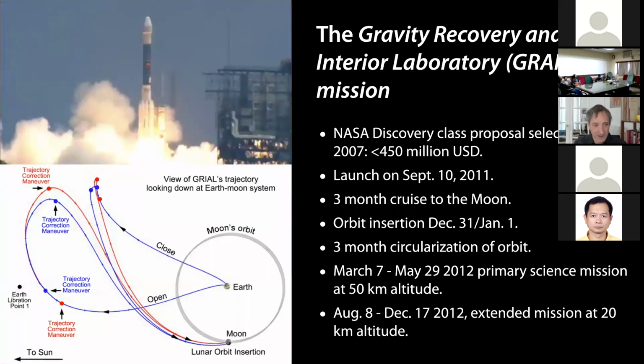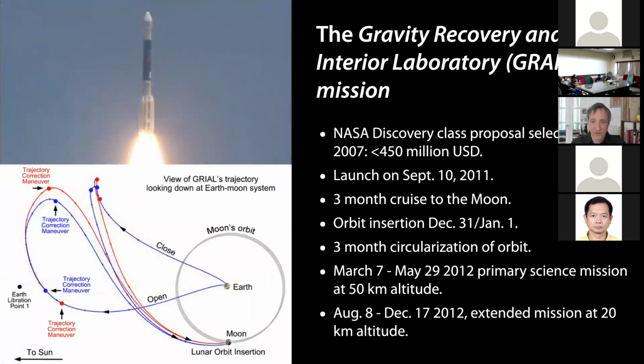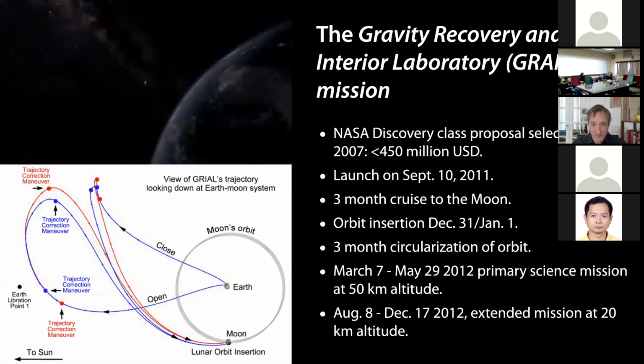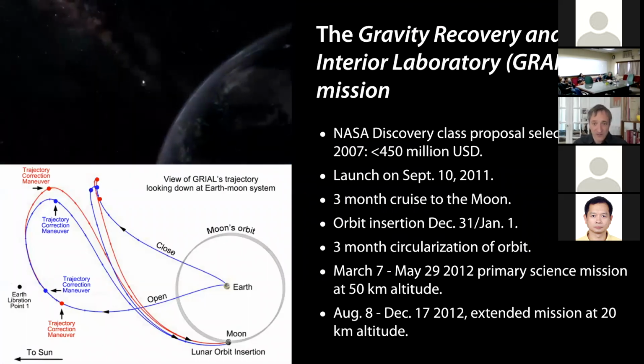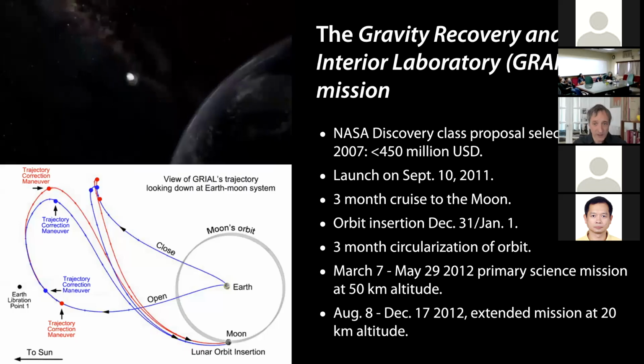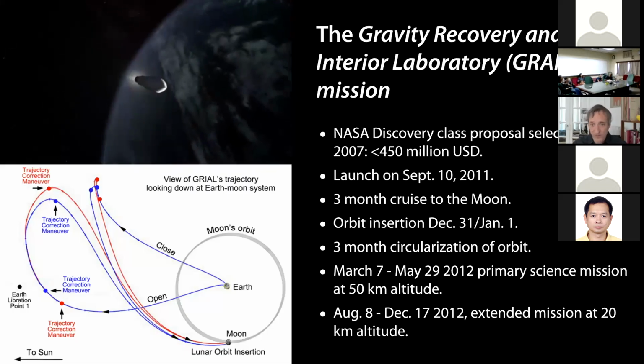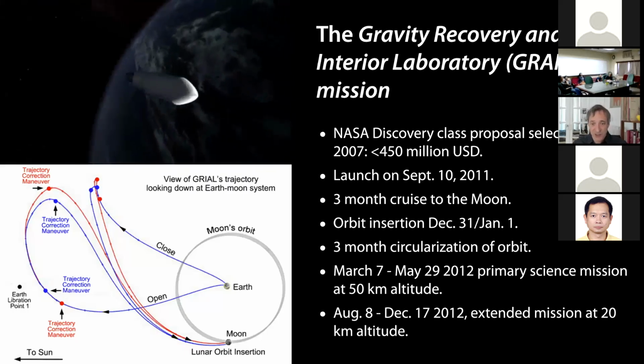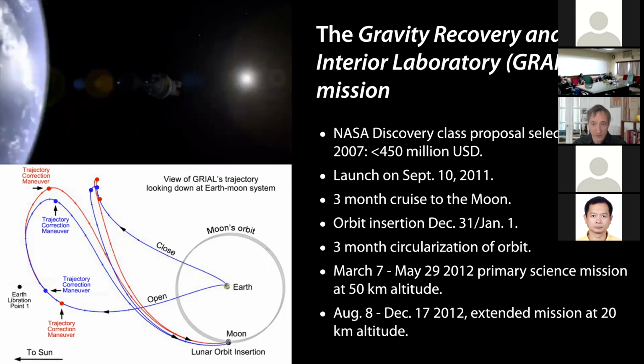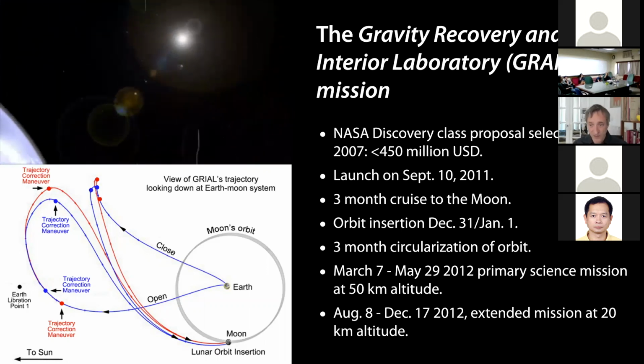This is why NASA decided in 2007 to select a Discovery class mission called GRAIL, for Gravity Recovery and Interior Laboratory, in order to improve upon our knowledge of the moon's gravity field. If you're not familiar with NASA Discovery class missions, these are very rapid missions. It was selected in 2007. They gave the PI, who was Maria Zuber, about $450 million US. She built and launched the spacecraft about 3 or 4 years later in September of 2011.